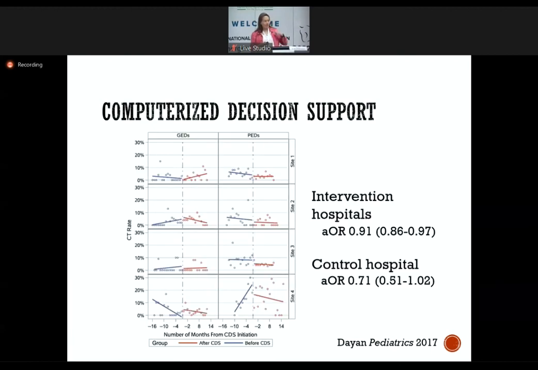How well did that do? It actually did very well at decreasing the CT rate. So it was done as what's called a cluster randomized study. So there were 4 general EDs and 4 pediatric EDs that were included. One did not get the intervention, and that was called the control hospital. And the dotted line is the time when the computerized intervention was turned on. It was turned on at slightly different times at each hospital, but they had the same period of time before and after. And at the intervention hospitals, the availability of the decision support was associated with a 9% decrease in the CT rate, where there was no change at the control hospital.